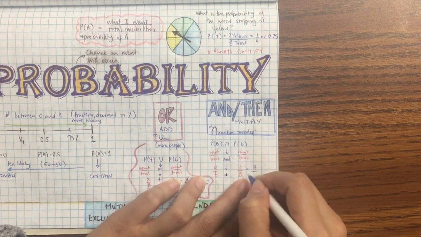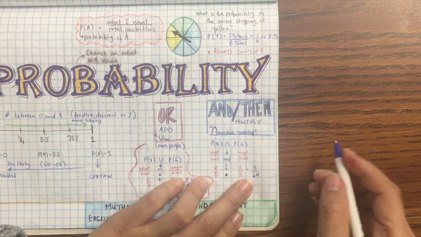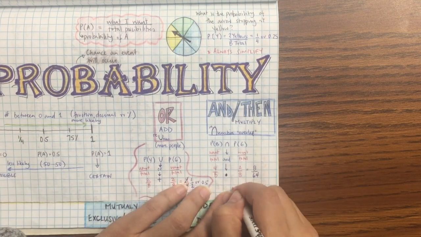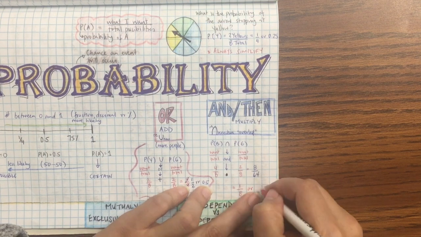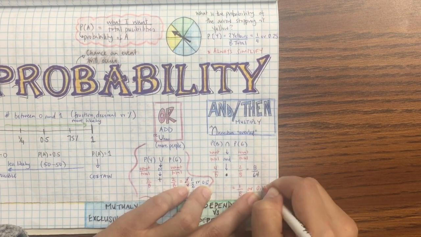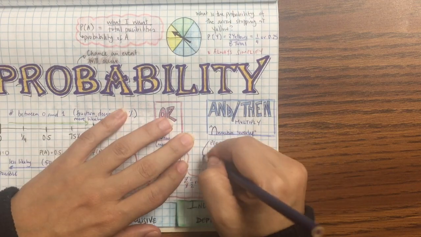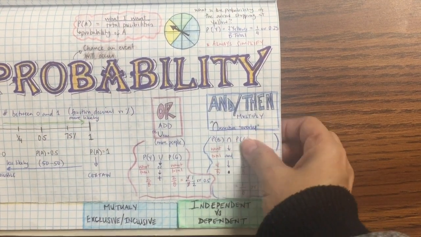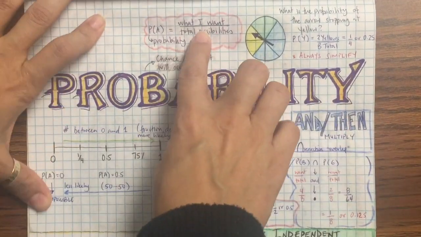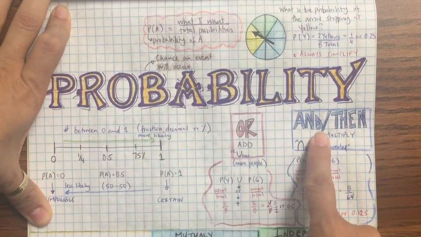So you multiply top, multiply the bottom, you get 8 over 64, which simplifies, if you divide by 8, to 1 over 8. And 1 divided by 8 is 0.125 or 12.5%. Okay, so that's pretty much what probability is. What I want over my total possibilities. Or you add and you multiply. And it's always going to be between 0 and 1. Let's practice.